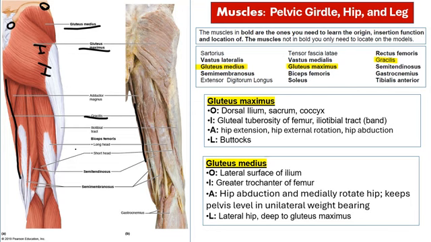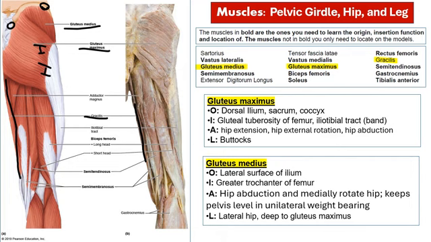All right, folks, so now let's go ahead and get into our overall function of the gluteus medius. Again, it's going to be all about hip abduction. So it's going to help move the hips away from the actual midline. It's going to help medially rotate the hip, keep the pelvis level. And again, it's going to be basically there to help with weight bearing as well, keeping things stabilized.